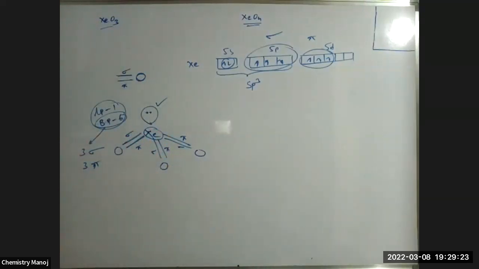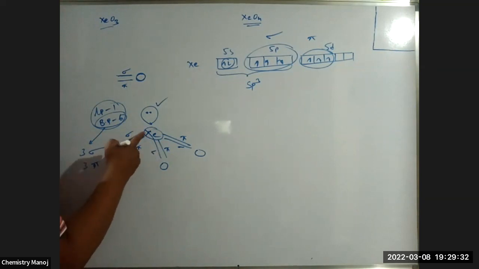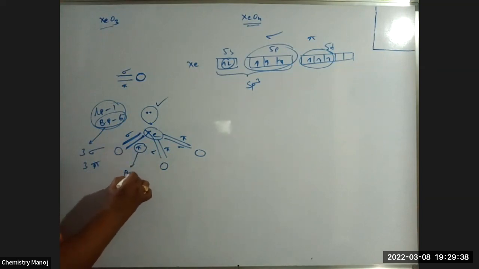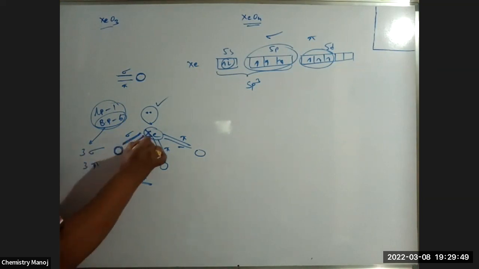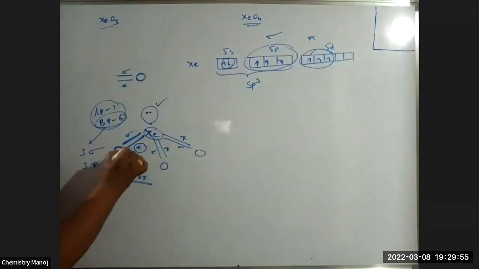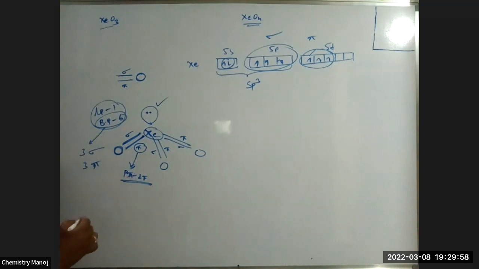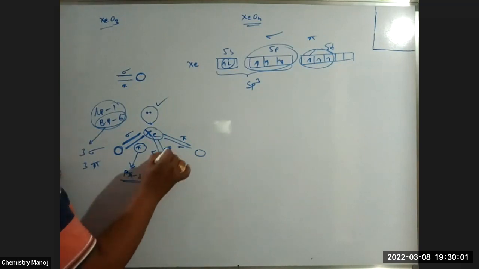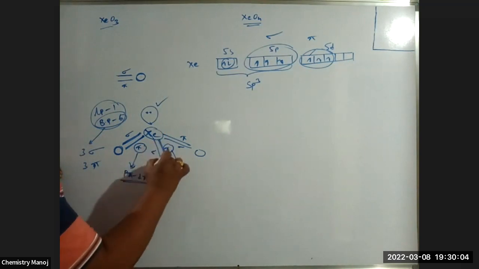Did you accept or not? Now see here. From the xenon side, d orbital; from the oxygen side, p orbital is already there. That is why this pi bond is nothing but a p pi d pi bond. Correct or wrong? Oxygen side, p orbital; xenon side, d orbital is involved. So the pi bond formed in XeO3 is p pi d pi. Another pi bond is also p pi d pi, like that.